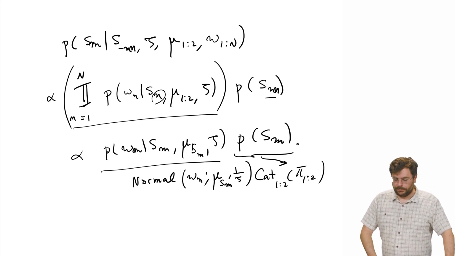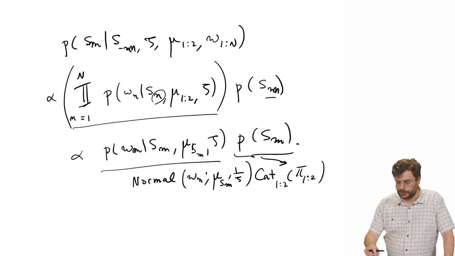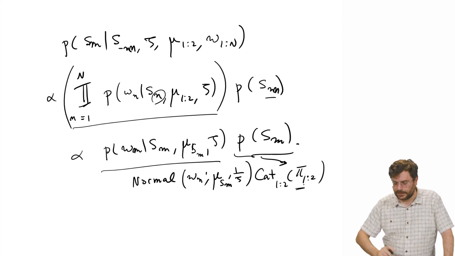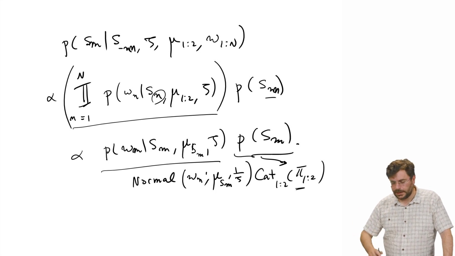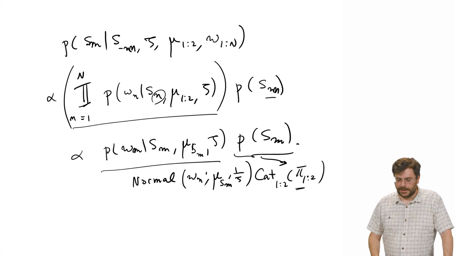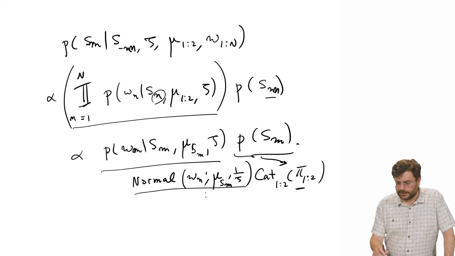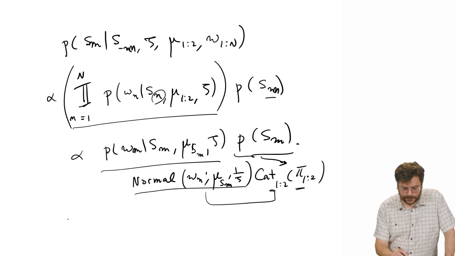Pi 1 to 2. And it's equal to Sm is equal to 1 if I happen to draw from that portion of the categorical with weight pi 1, and otherwise Sm is equal to 2. What happens when I multiply this normal by this categorical?